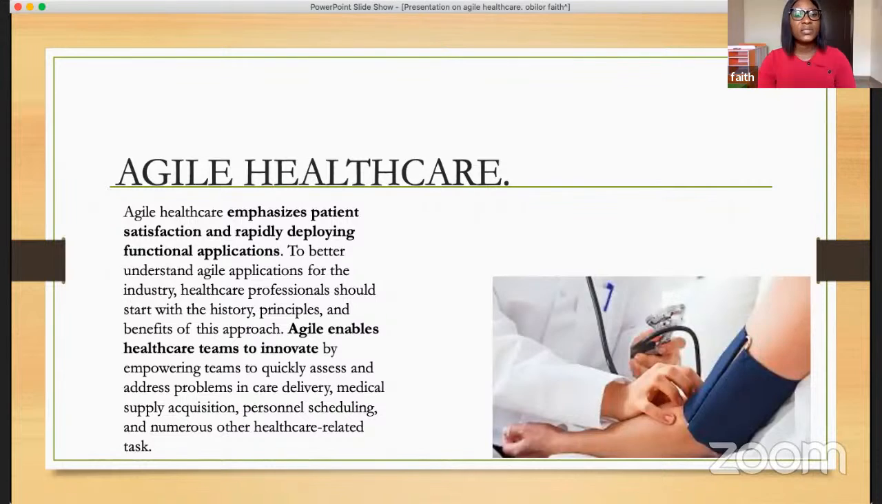So we have the agile healthcare. Agile healthcare emphasizes patient satisfaction and rapidly deploying functional applications. To better understand agile application for the industry, healthcare professionals should start with the history, principles, and benefits of this approach. And agile enables healthcare teams to innovate by empowering teams to quickly assess and address problems in care delivery, medical supply acquisition, personnel scheduling, and numerous other healthcare related tasks.